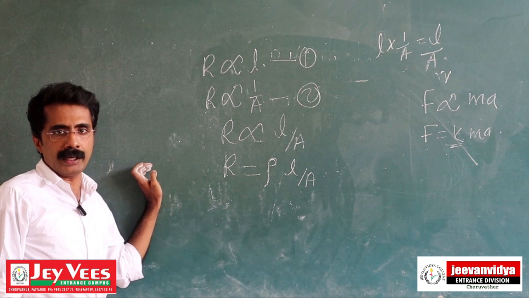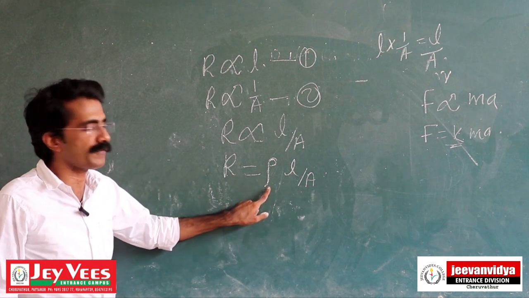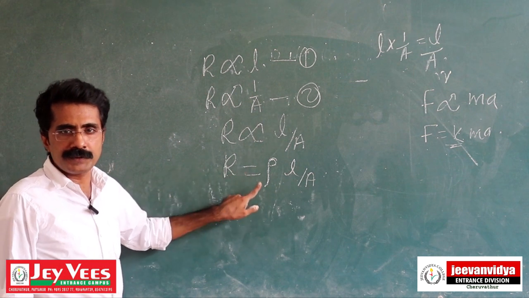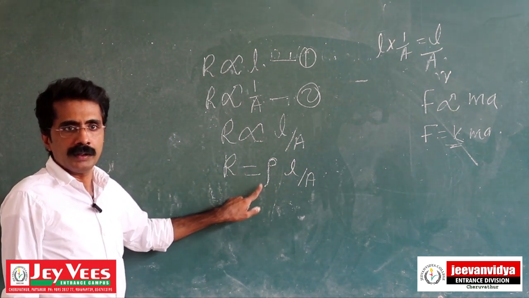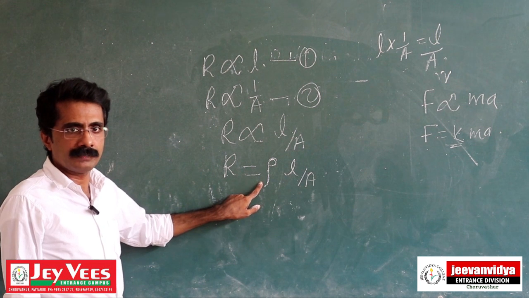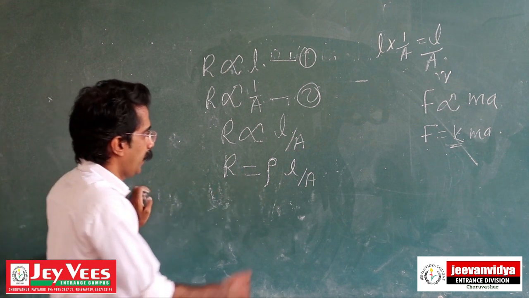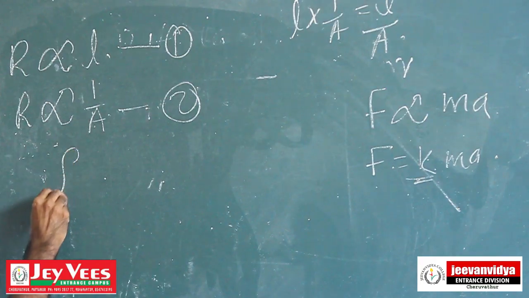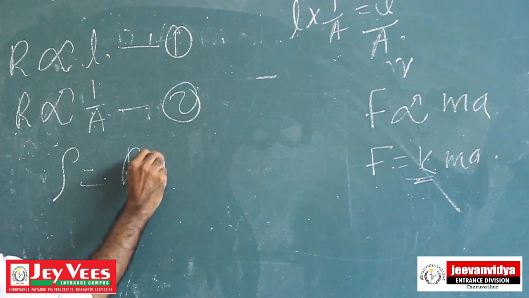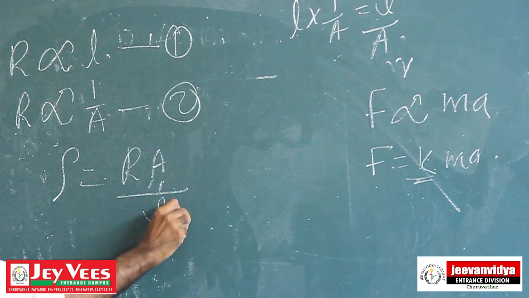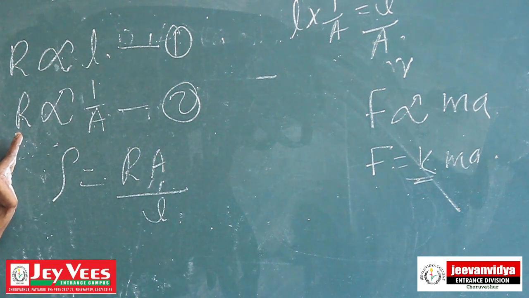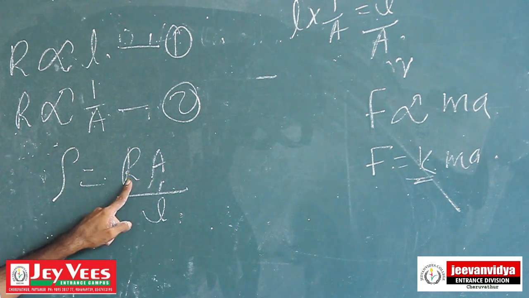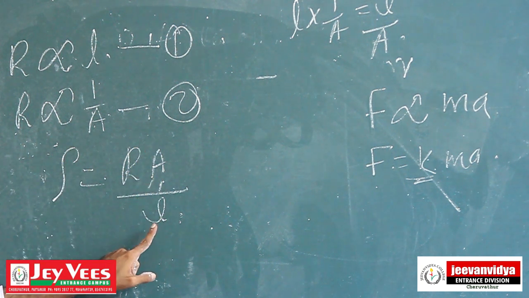Rho into L/A. Rho is called the resistivity of the conductor. Then rho is equal to RA/L. R is the resistance, A is the area of cross section, and L is the length.